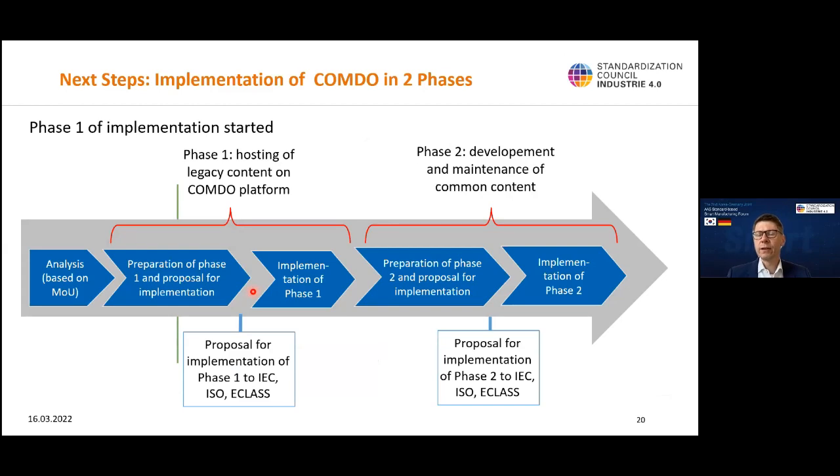So the analysis phase is finished, and now we started the implementation phase that will be done in two phases. The first one is to provide the content as it is today via this one. And the second phase is to have the possibility for this common content, which was shown in the green area on the slide before. So we are right now in the phase of preparation, of detailed planning for the implementation, and hopefully within this year we can provide the implementation of phase one.